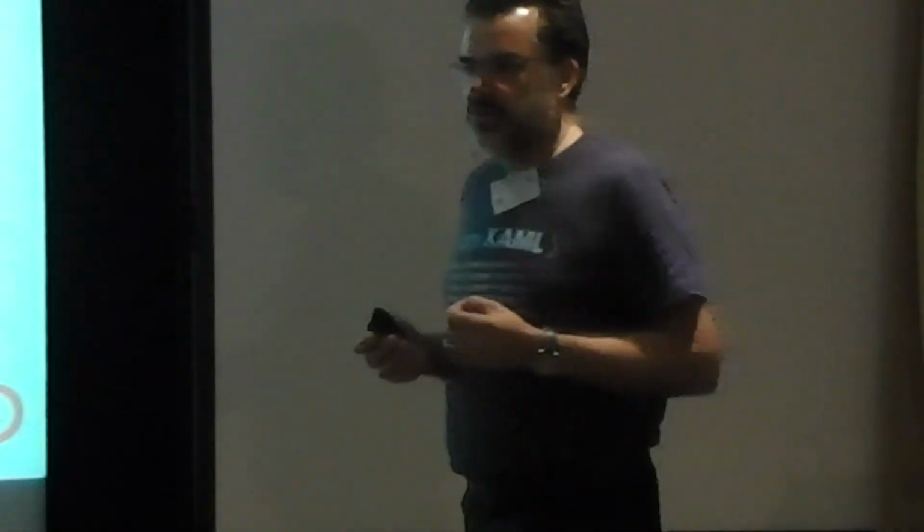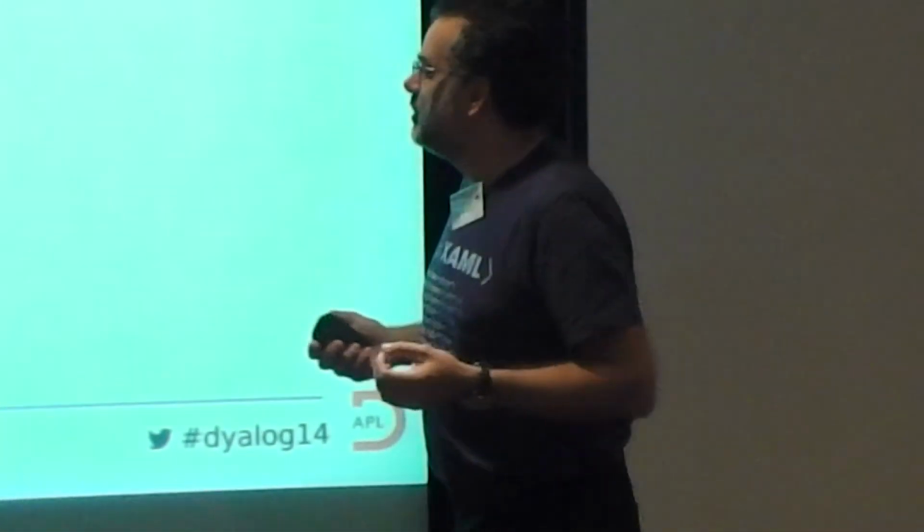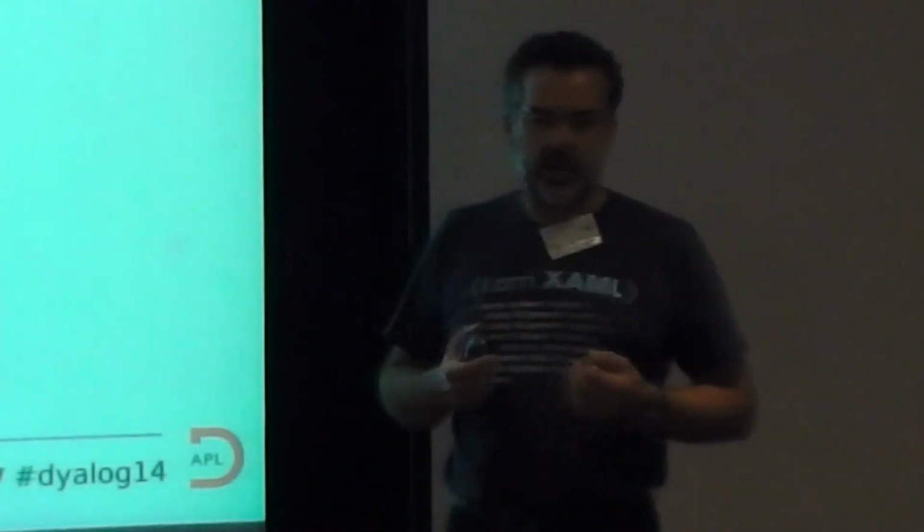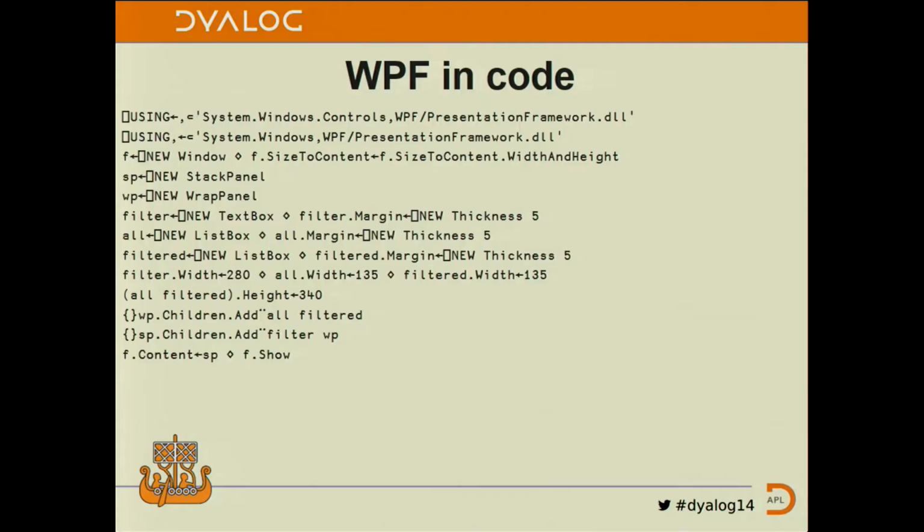I think it was Brian Becker yesterday who showed an example of how one might create a WPF GUI element in code, and this is how it looks. You know, we create new windows and we create things called stack panels and we create things called text boxes and list boxes and those sorts of things, the names of which you are familiar with.